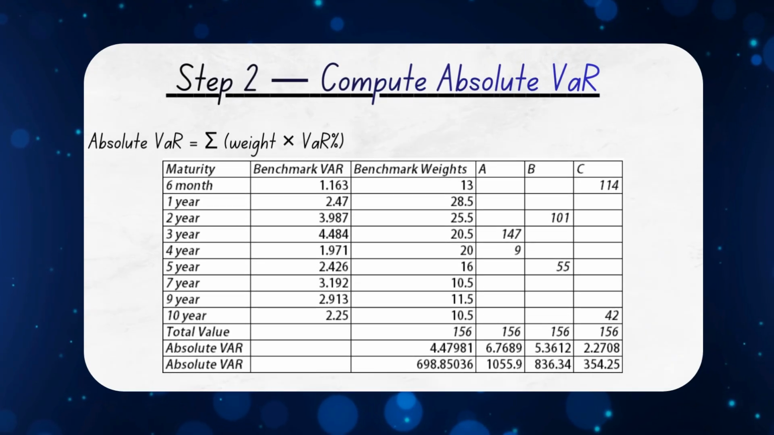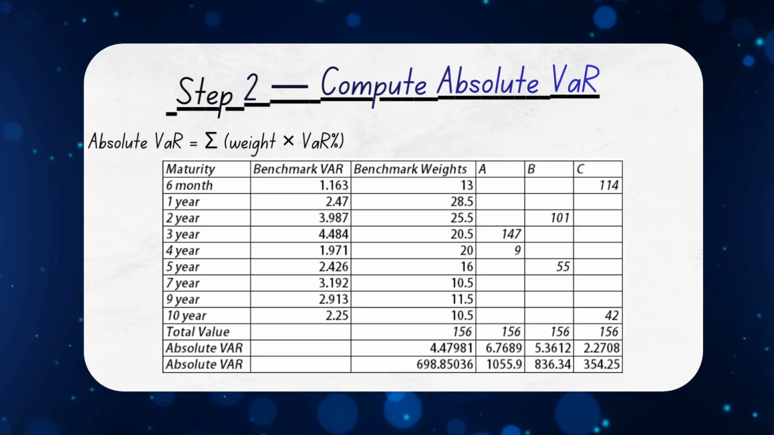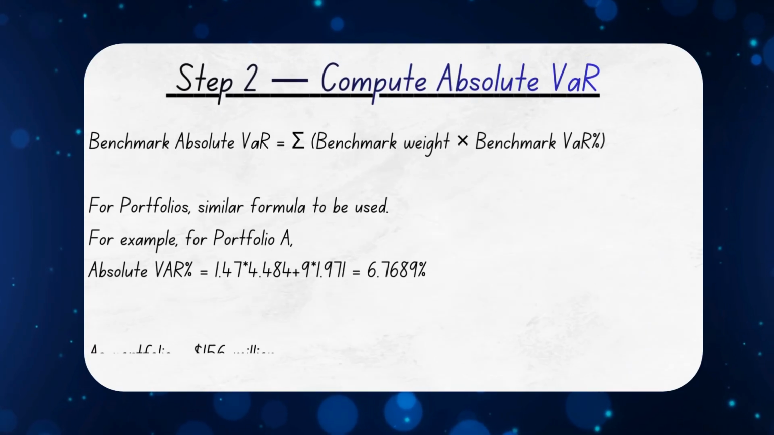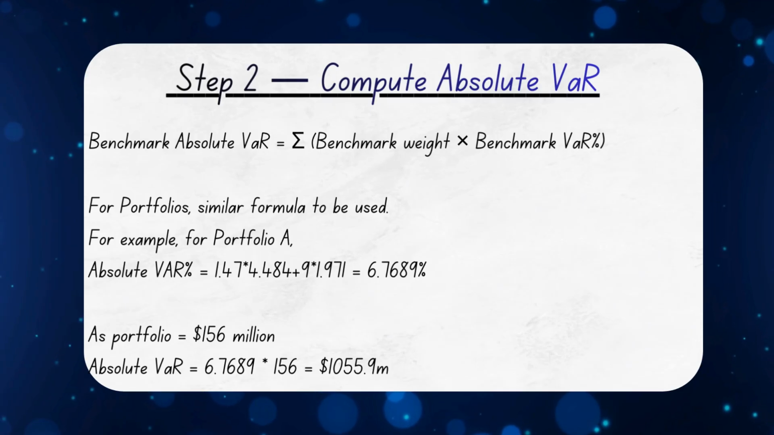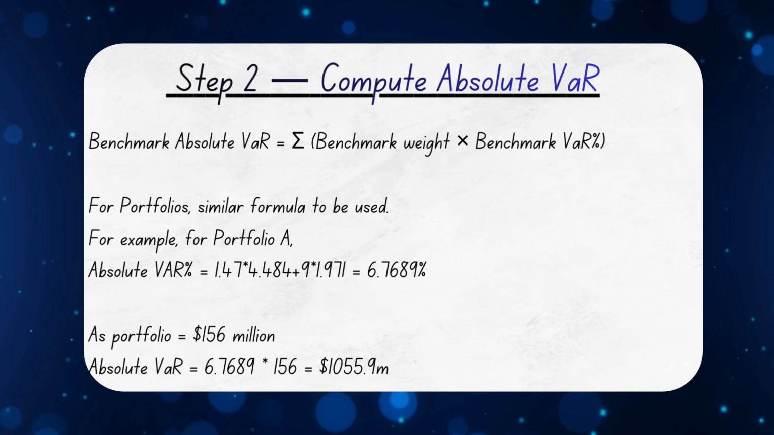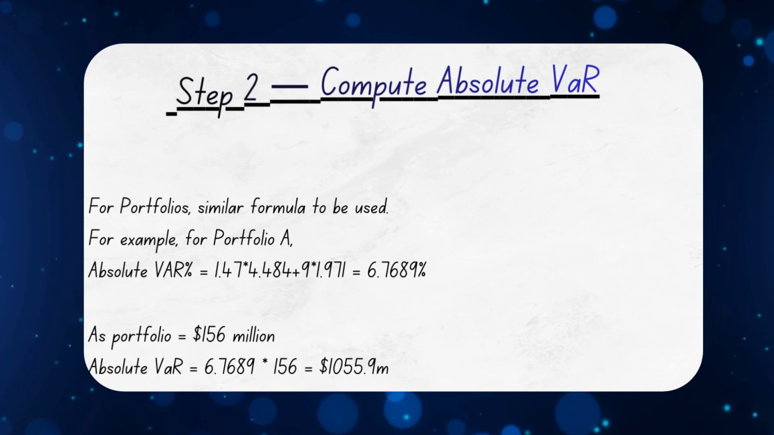Next, we calculate absolute VaR. Formula is simple. Sum of weight multiplied by each bond's VaR. Using the table, we multiply and add for every maturity to get total portfolio VaR. For example, portfolio A's absolute VaR equals 1.47 times 4.484 plus 9.771, giving 6.768%. Since the portfolio value is $156 million, multiplying gives about $10.55 million of risk. We repeat the same process for the other portfolios.